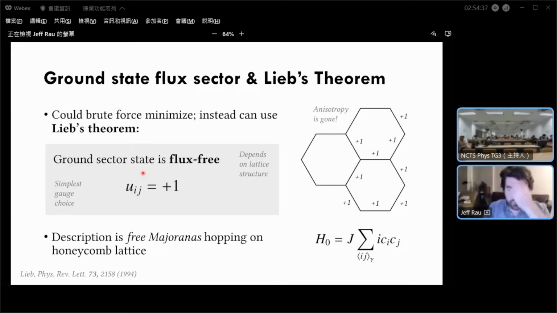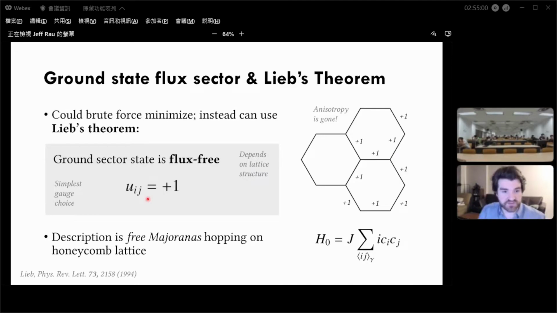So you could try to brute force this, but thankfully this was proved. It was proved in the mid 90s by Elliott Lieb that for a problem just like this on the honeycomb lattice, and actually on a related family of lattices, the best choice you can make here is just to have all these things be uniform. Basically, just set all these u_ij's to be 1. So this is the flux-free sector.